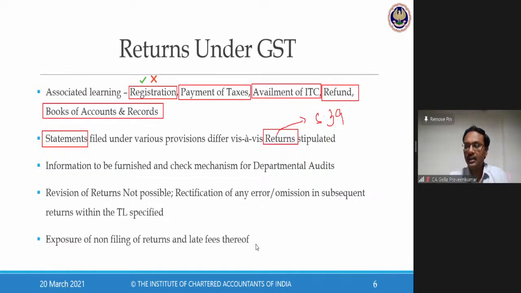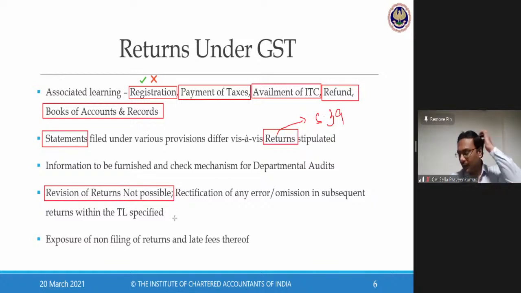Next, revision of returns. As of now, under GST law, revision of a return is something which is not possible. I repeat, revision of a return is something which is not possible. Now, why do we talk about revision of return? As an auditor, as a professional, as a human being, we know that every human being has a tendency to make a mistake. There's a susceptibility of making a mistake when the returns are filed.